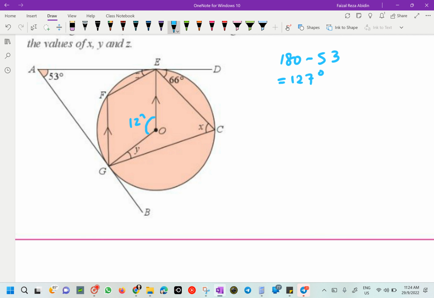This one, 127. And then, I'm going to use the arc of what? EG. Can you see EG here? The arc there. The angle at center is going to be twice the angle at our circumference there. So, means that to get our X, 127 divided by 2. We are going to get 63.5. That's for our X. Okay.